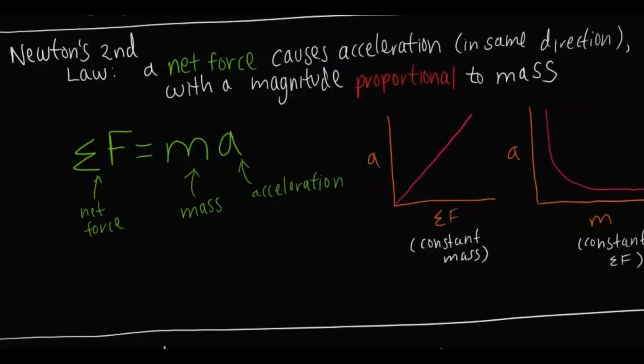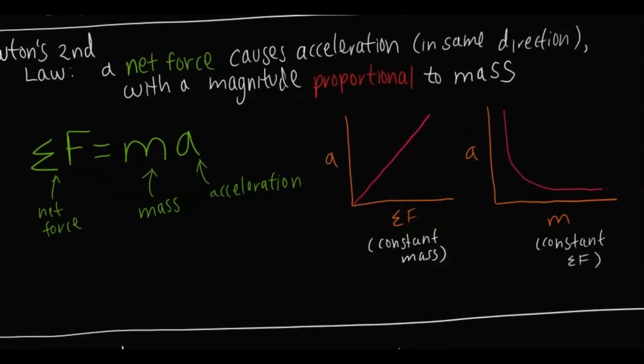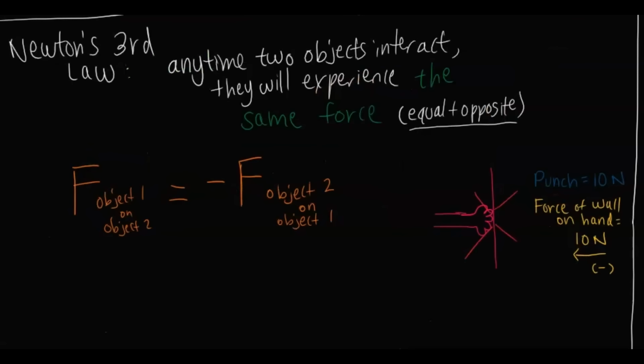And whenever the net force increases, acceleration will also increase at a constant direct relationship, granted mass is constant. And then as for mass, if mass increases and the net force stays the same, then acceleration will decrease inversely. Okay, so now let's talk about Newton's third law.